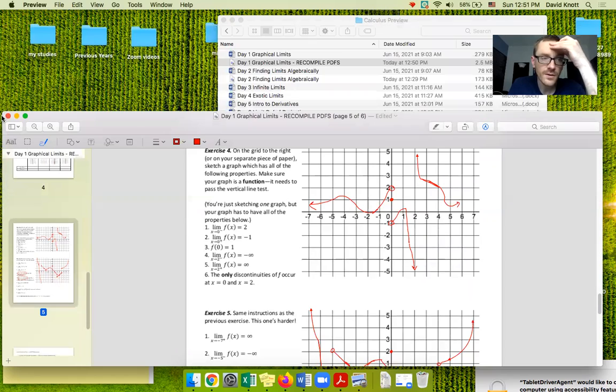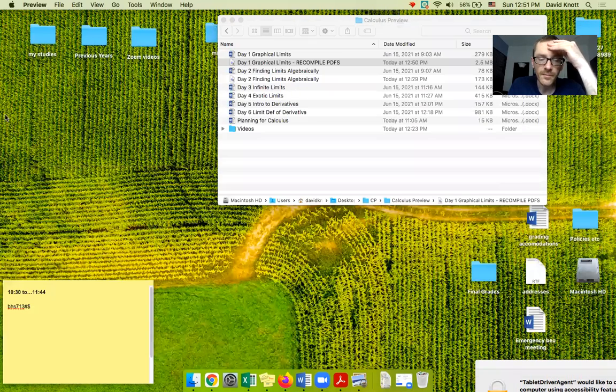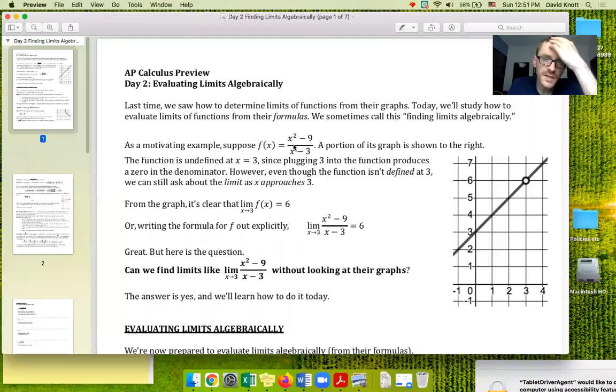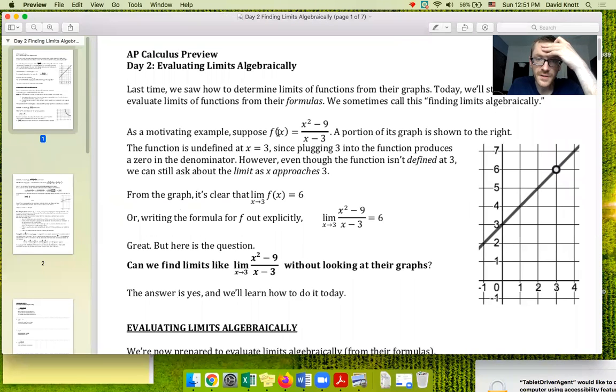Like I said, today we're really going to focus on evaluating limits algebraically. And what do I mean by that? So let's start with an example. Suppose you're given this function right here, f of x equals x squared minus 9 over x minus 3. That's an example of something called a rational function. A rational function is basically just a fraction, with variables in the numerator and denominator.